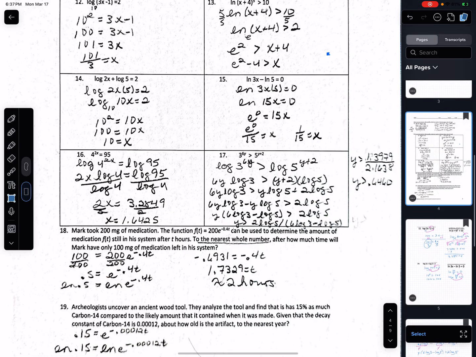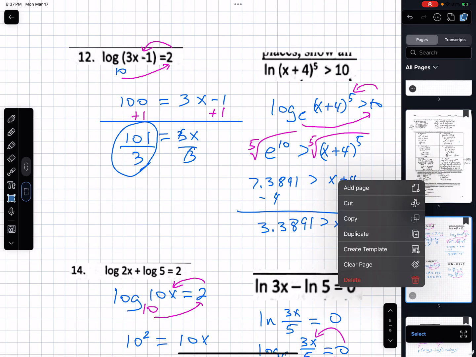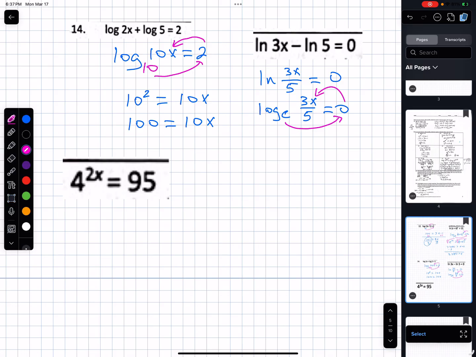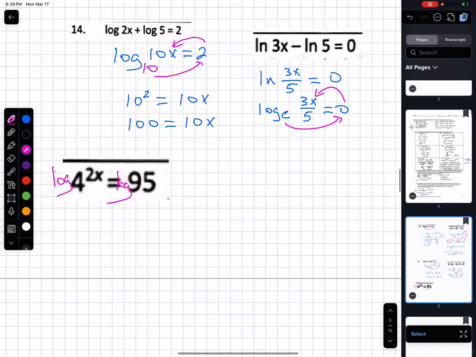So let's do this down here. Let's actually add a page. Put this one here. So when I see this thing, I just go log at the beginning and log right here. So this is called taking the common log of both sides. What it helps us do is find the unknown exponent. So this 2x goes in front, right? So we end up with 2x log 4 equals log 95.